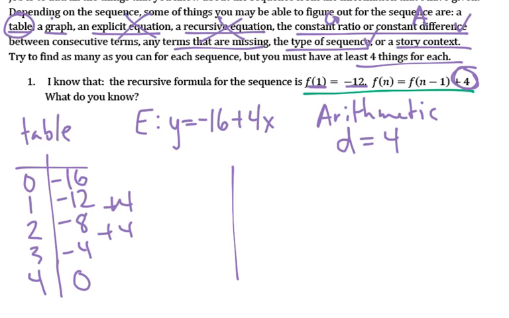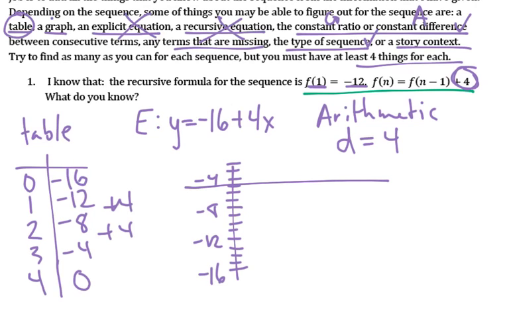But I could also graph it. Okay, 0 down here at -16. And 15, 14, 13, 12, 11, 10, 9, 8, 7, 6, 5, 4, 3, 2, 1, 0. So that's actually where my x-axis would be. Okay, and I could graph these. So right here, then up to here, here, and so on.